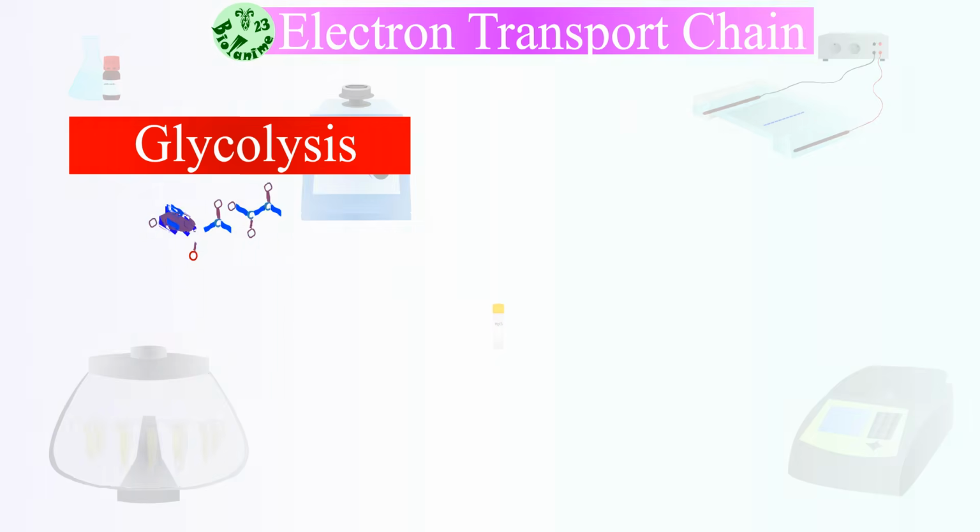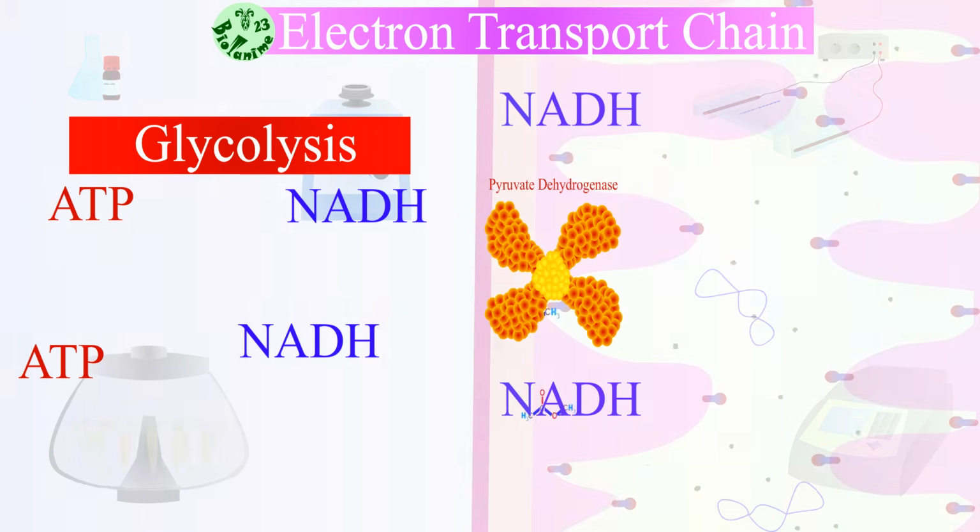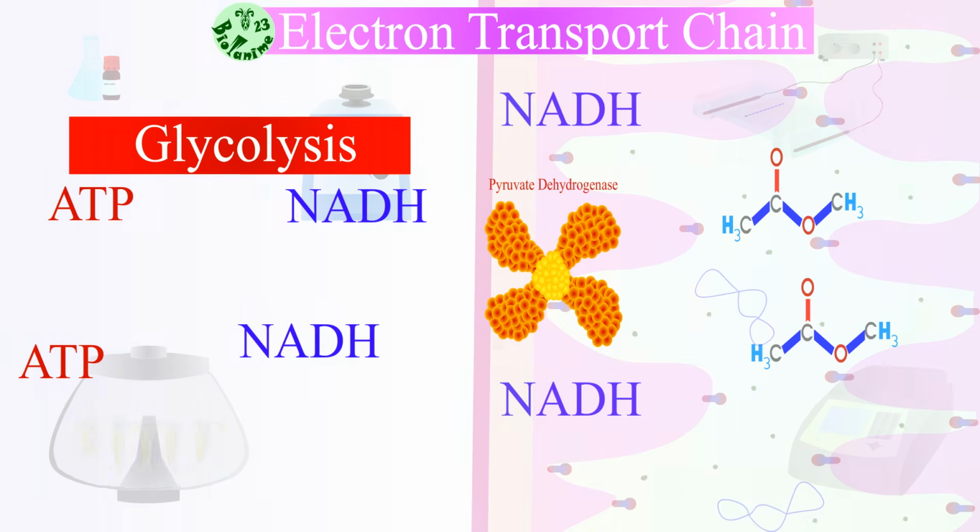Glycolysis converted one glucose molecule into two pyruvate molecules, producing a net gain of 2 ATP and 2 NADH. Those pyruvate molecules entered the mitochondria, where the pyruvate dehydrogenase complex converted them into acetyl-CoA, generating another 2 NADH.